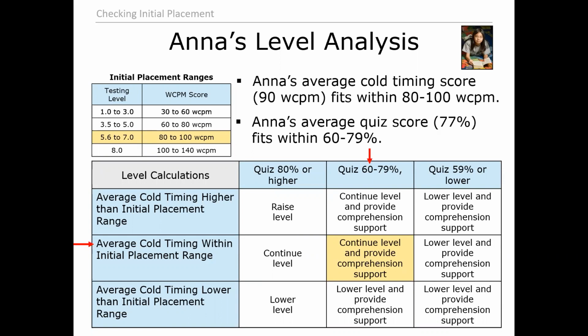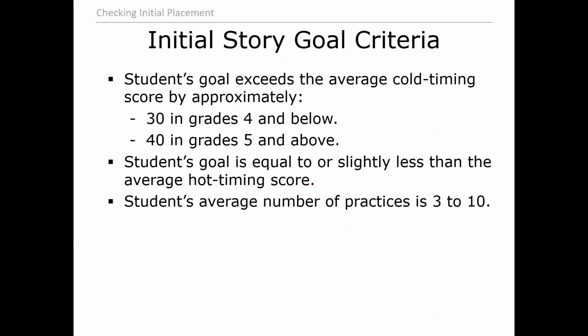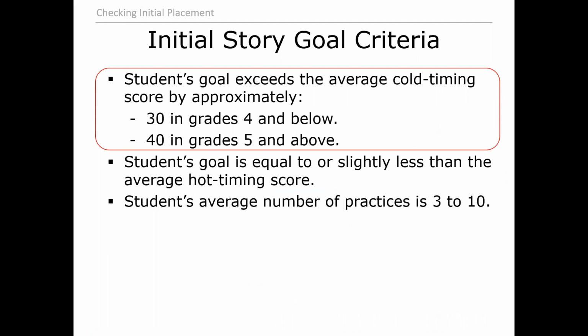Now, because we decided to leave Anna in level 5.6, we have to see whether or not her goal is the right piece, right? So those are the two things we're doing. Does she have the right level? Does she have the right goal? So Anna has the right level. What about her goal? Well, when we're talking about goals, we're actually talking about the relationship between two numbers.